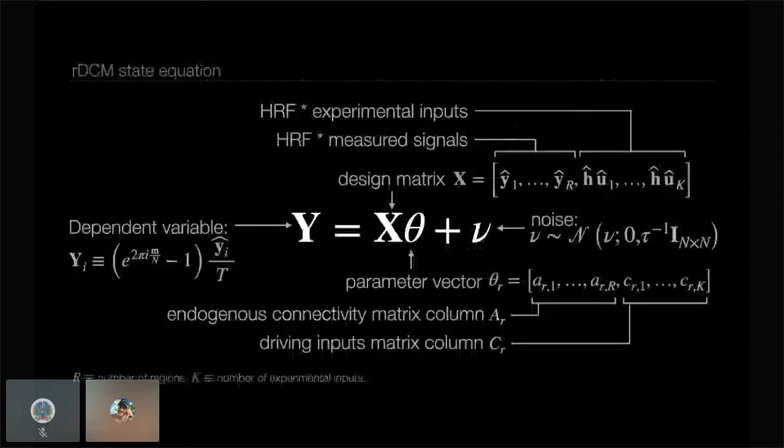So with all these changes, we have a new state equation for rDCM. Notice that it's now a regression problem rather than a differential equation. In effect, we've reformulated a linear DCM in the time domain as a general linear model, or GLM, in the frequency domain. Last step would be to turn this GLM into a generative model, and for that, we'd need to specify priors for the parameters and hyperparameters.